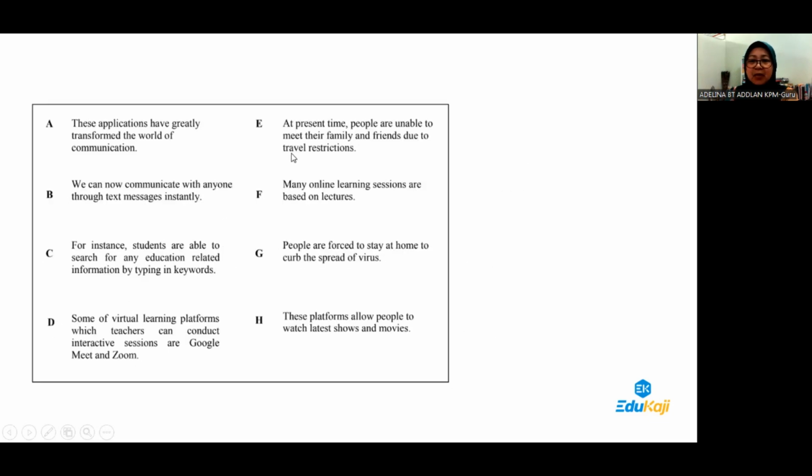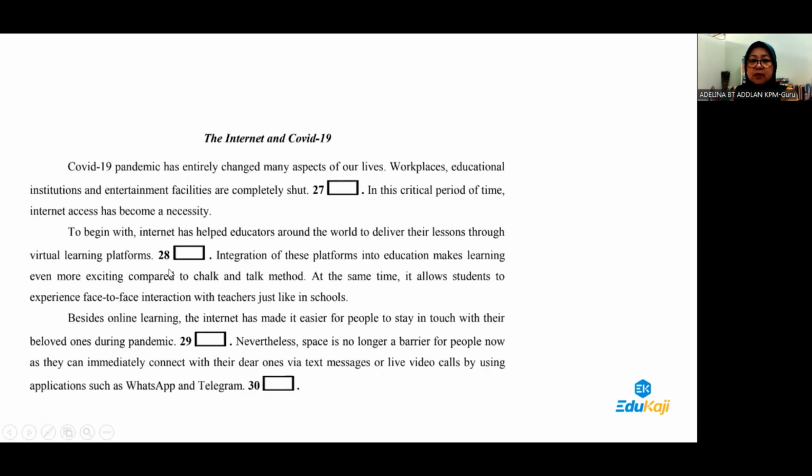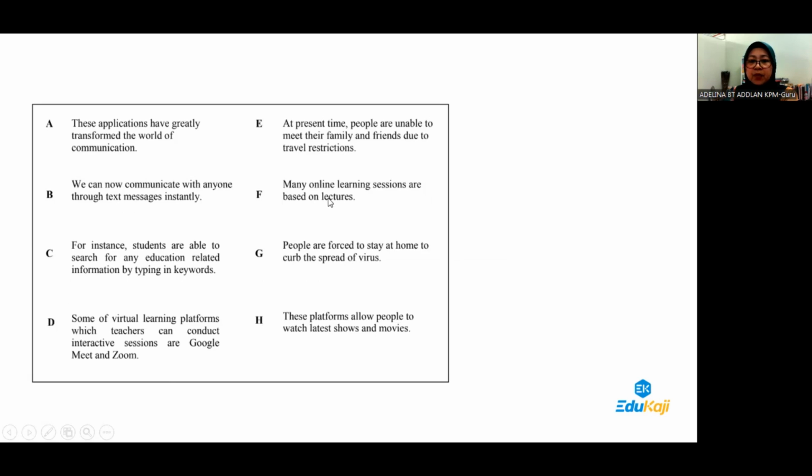See? At present, people are able to meet their family and friends despite travel restrictions. Does it mention travel here? No, not yet. Okay, many online learning sessions are based on lectures. People are forced to stay at home to curb the spread of the virus. These platforms allow people to watch the latest shows and movies.